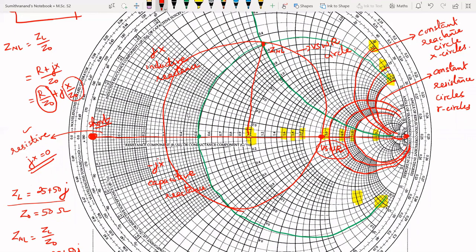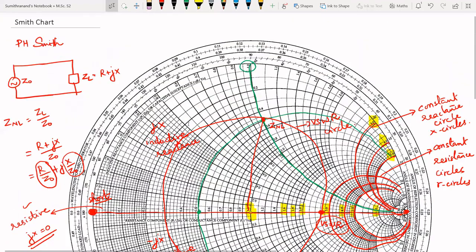Then another thing is here you can see the angle of reflection coefficient. From the VSWR, from the voltage standing wave ratio, we get only the modulus value of the reflection coefficient. If we require the angle of the reflection coefficient, that also can be found out from this Smith chart.